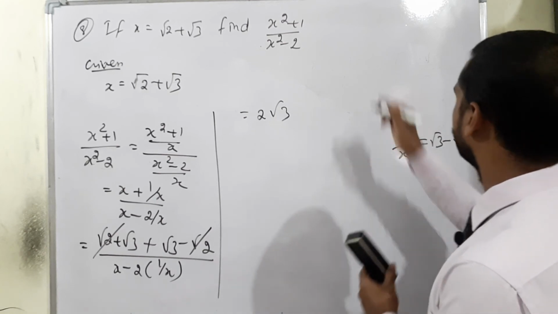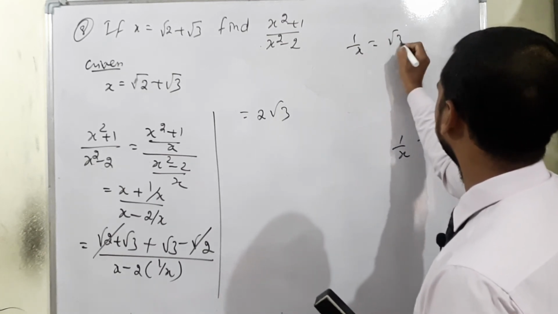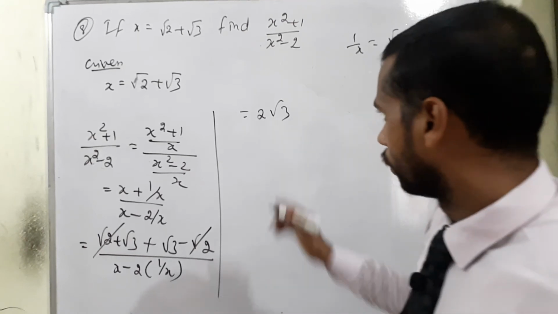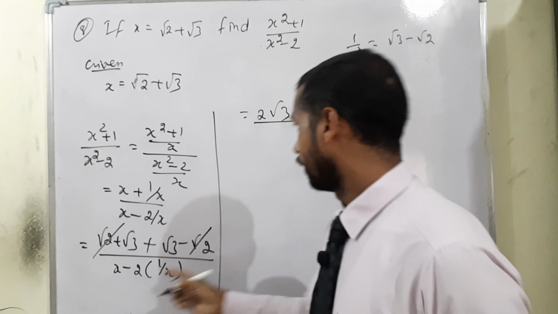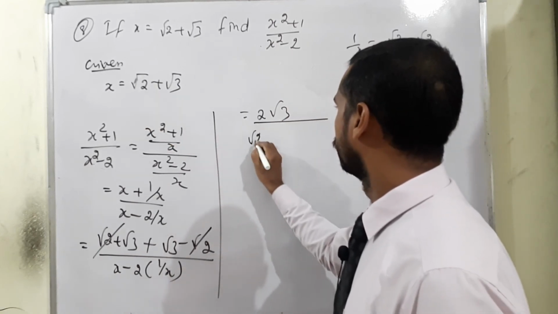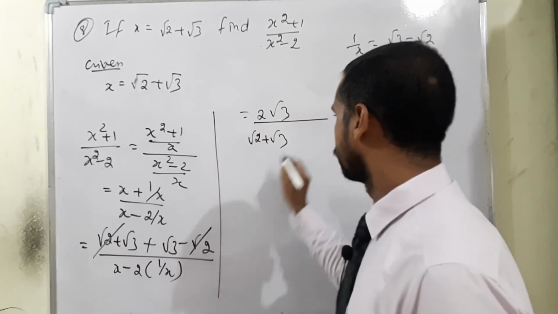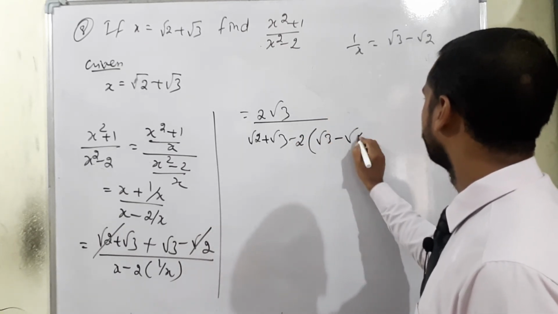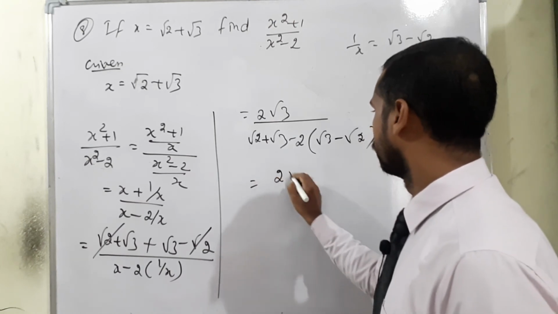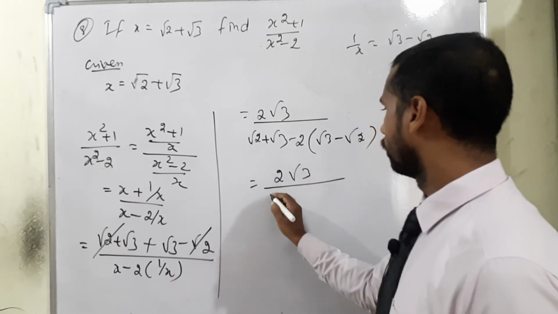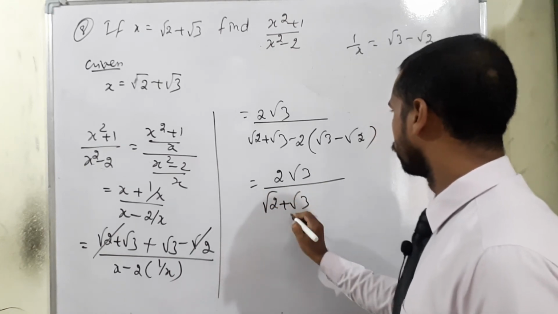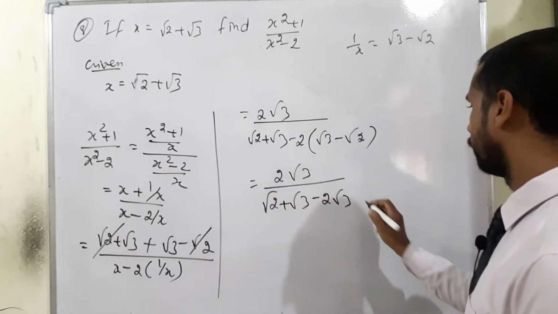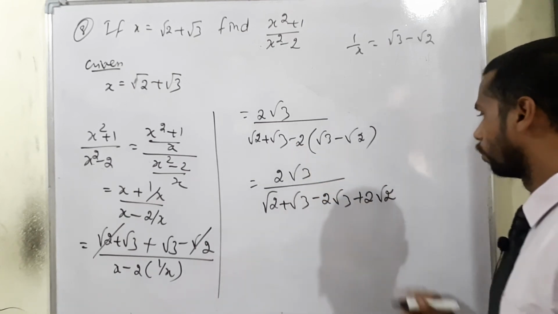So I will write the last step only. 1 by x is equal to root 3 minus root 2. So 2 root 3 divided by x, which we already know, the value is root 2 plus root 3. So minus 2 into 1 by x, root 3 minus root 2. Again 2 root 3 divided by root 2 plus root 3, minus 2 into root 3 minus 2 root 3. Again minus into minus, plus 2 root 2.